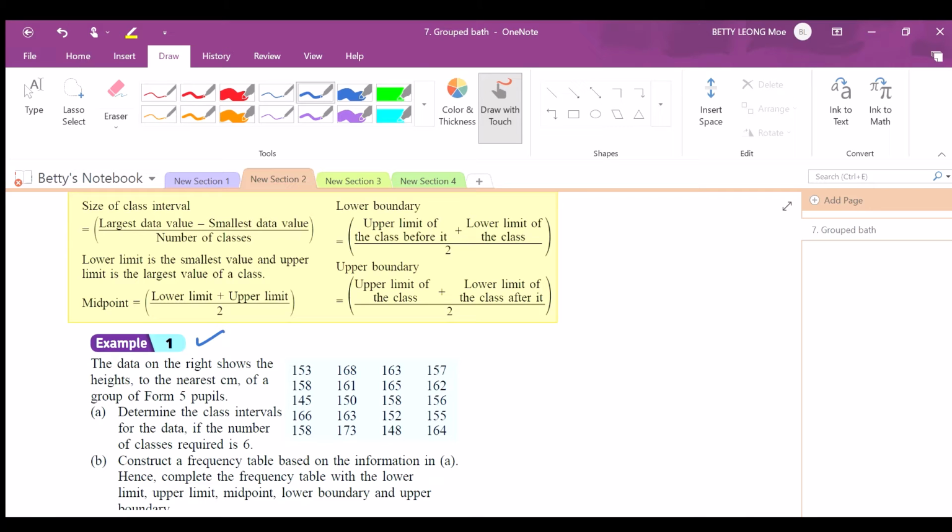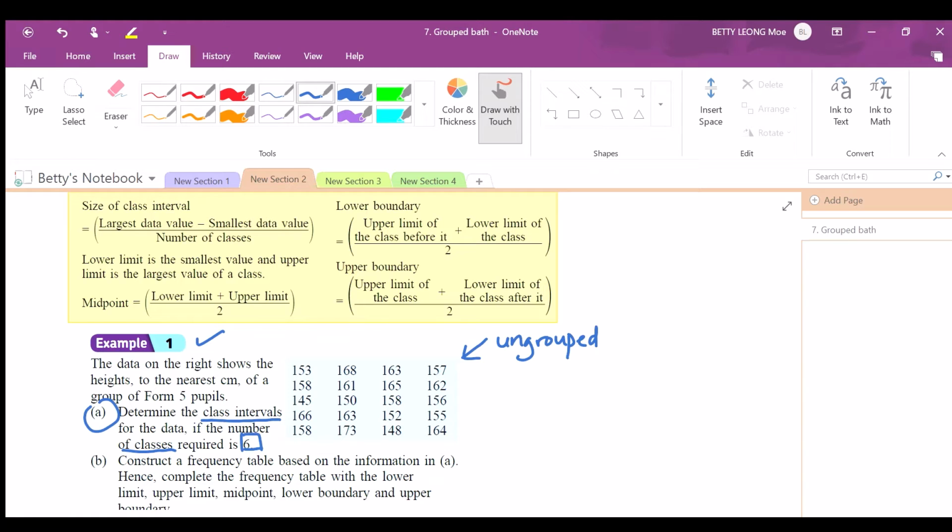Example 1, you have ungrouped data here, and the data on the right shows the heights to the nearest cm of a group of Form 5 pupils. So A, you have to determine the class intervals for the data if the number of classes required is 6. So we will make 6 classes.